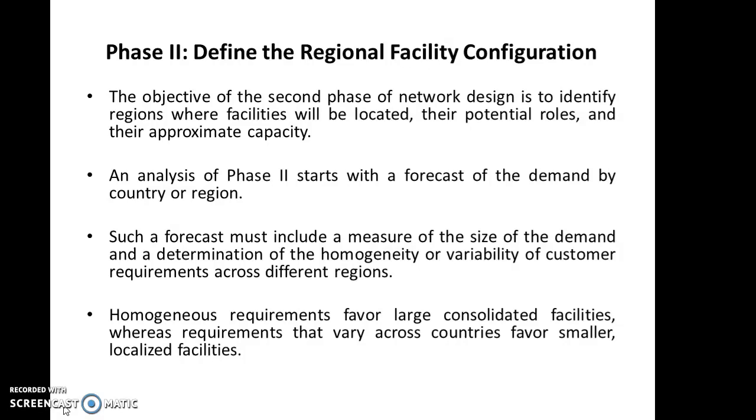Homogeneous requirements means we can go for large consolidated facilities because all the products are of the same nature. If the requirements vary across the regions or countries, then we should go for smaller localized facilities, so as to accommodate the changes required in the products in the particular region.